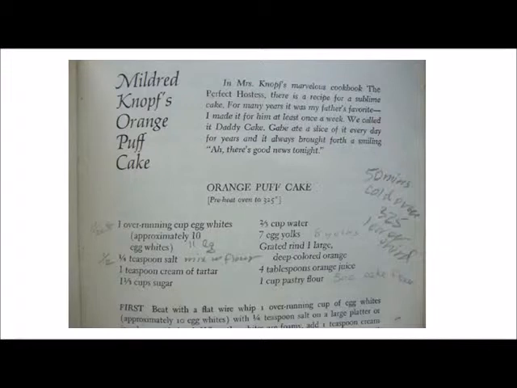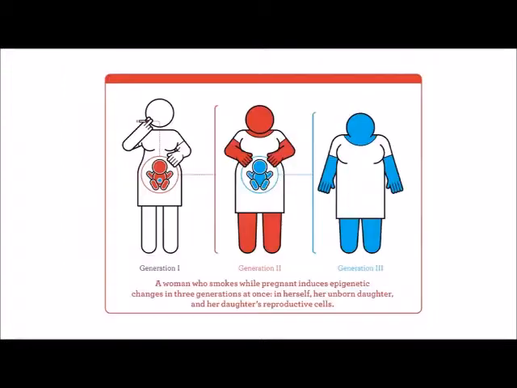So here's an example. If a pregnant woman smokes, the methylation of her DNA is affected by her smoking, and that affects her DNA, the baby's DNA, but also the DNA in the ovaries of the developing baby. So that DNA stays edited or changed, not mutated, just with methylation and acetylation of histones through the generations.